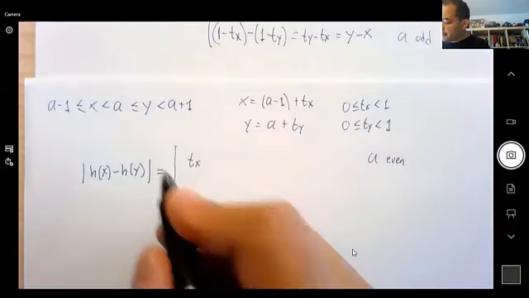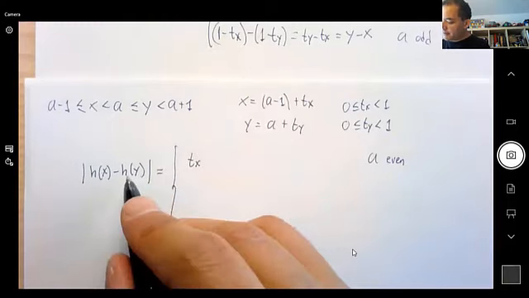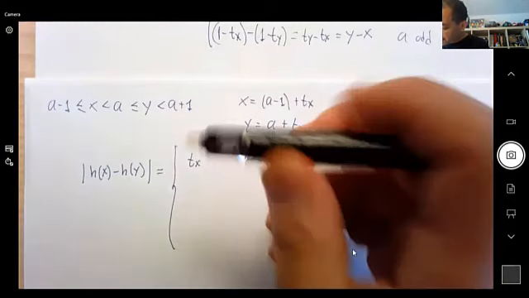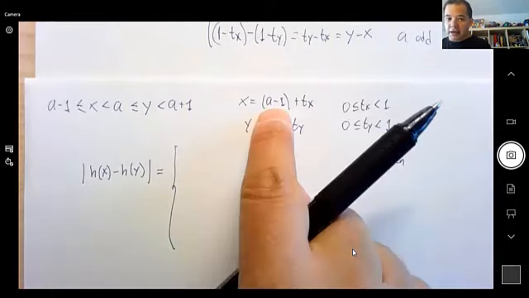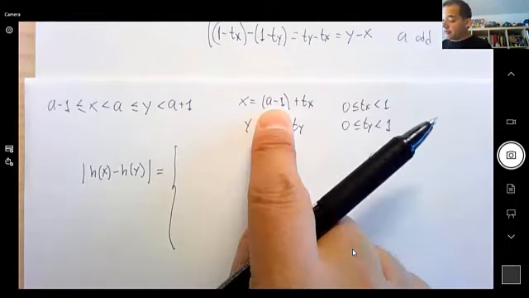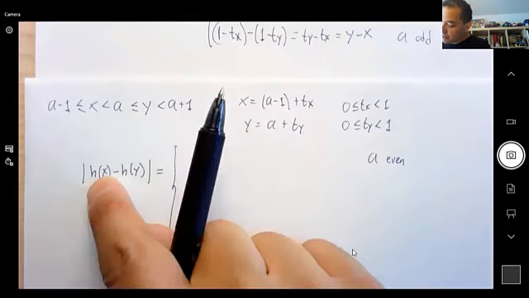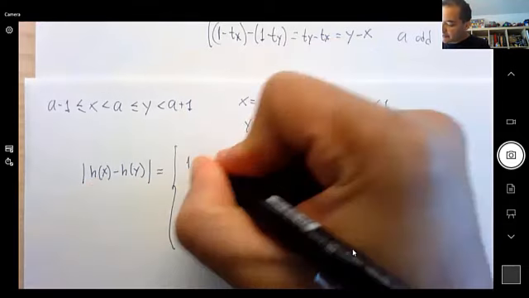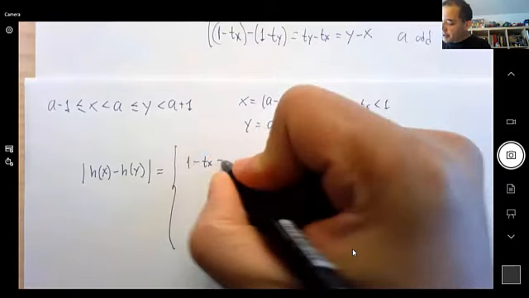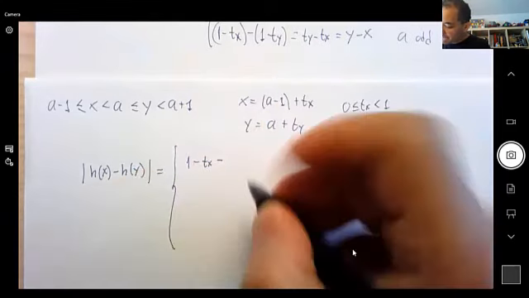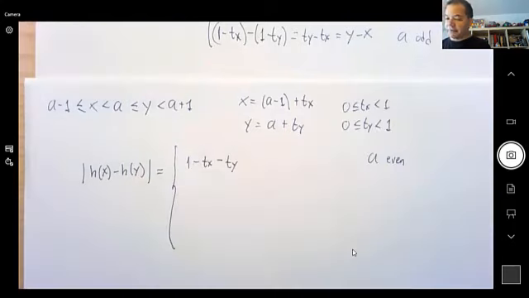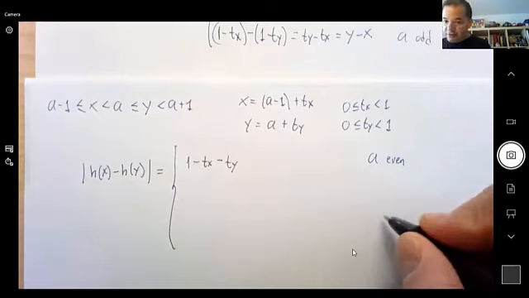And h of y is going to be... let's go back. When a is even, a minus 1 is odd. So h of x is actually 1 minus t_x, and a is even, so h of y is just t_y. So we get 1 minus t_x minus t_y. And that's when a is even.